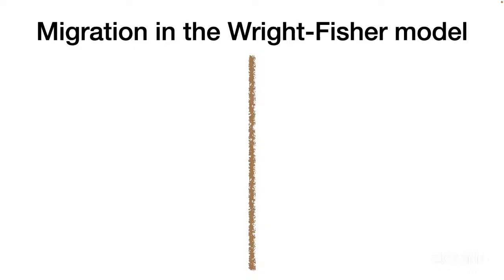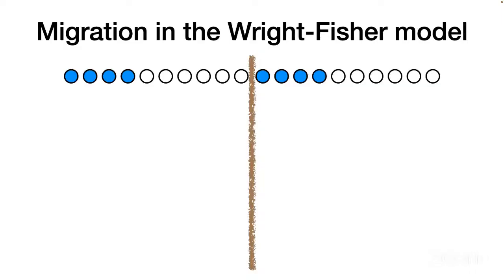I spent a long time picking which shade of brown to represent a natural barrier. And I thought this looked very mountain-like. So this is maybe a mountain. And so now we have two populations, one on each side of this mountain.